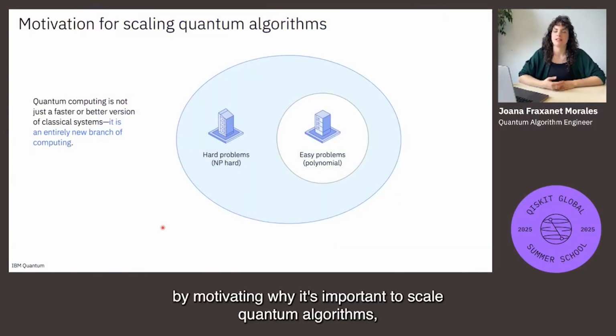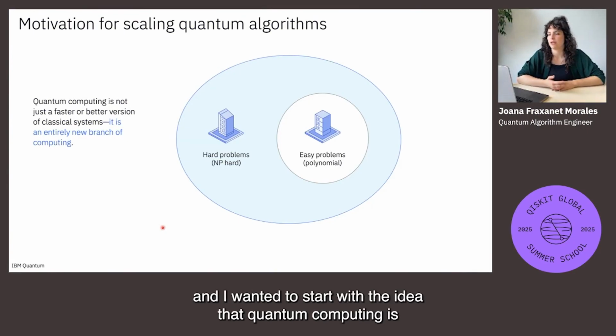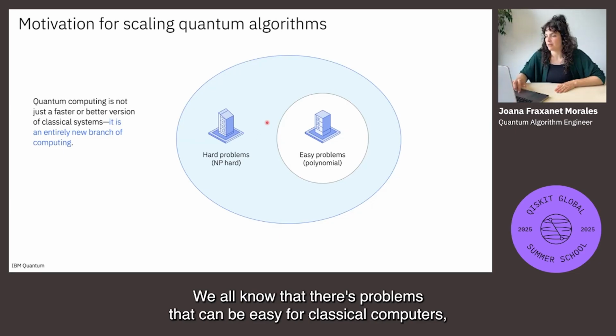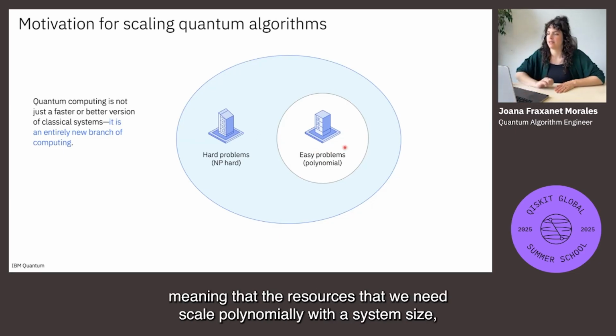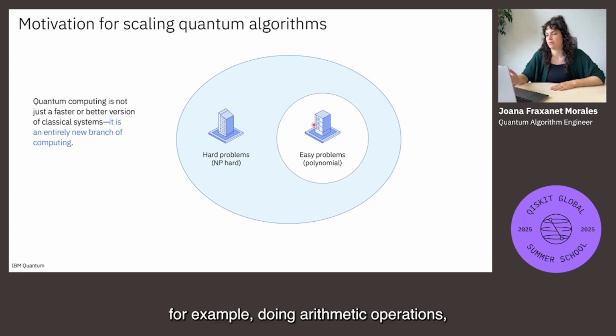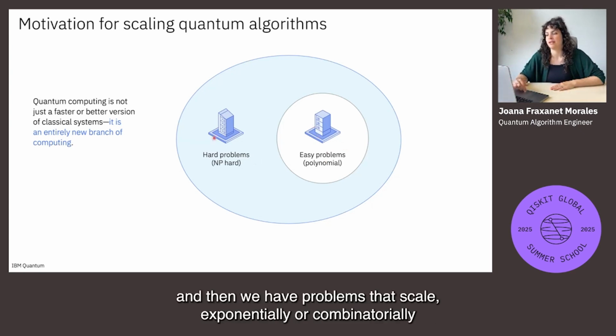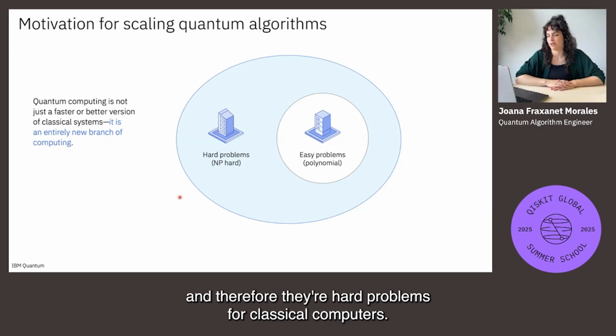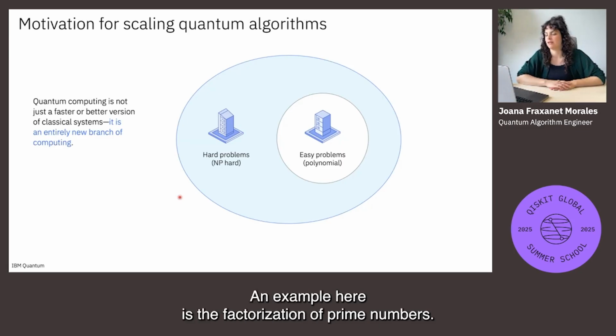Okay, so we're going to start by motivating why it's important to scale quantum algorithms. And I wanted to start with the idea that quantum computing is not just a faster or better version of classical computing. We all know that there are problems that can be easy for classical computers, meaning that the resources we need scale polynomially with the system size, for example, doing arithmetic operations. And then we have problems that scale exponentially or combinatorially with classical computing, and therefore they're hard problems for classical computers. An example here is the factorization of prime numbers.